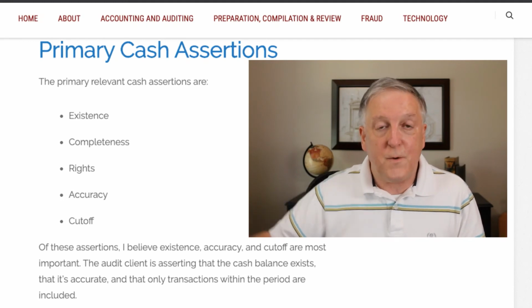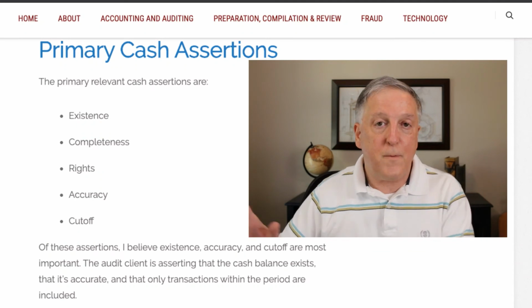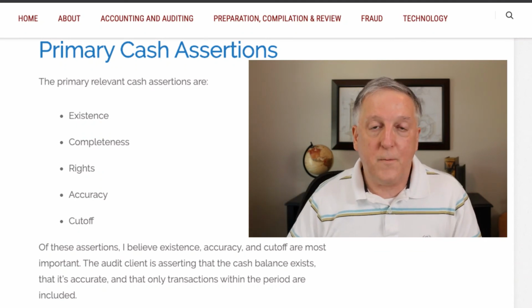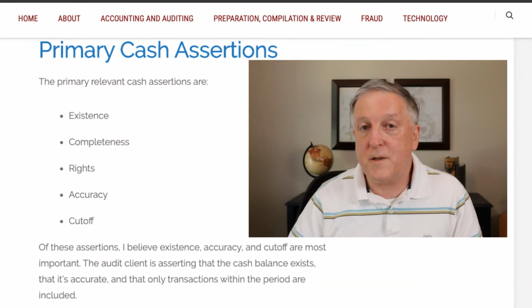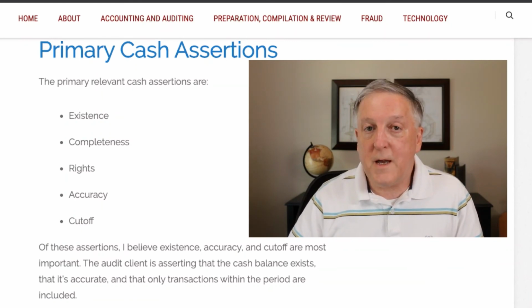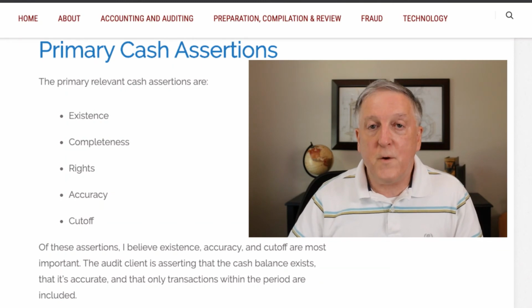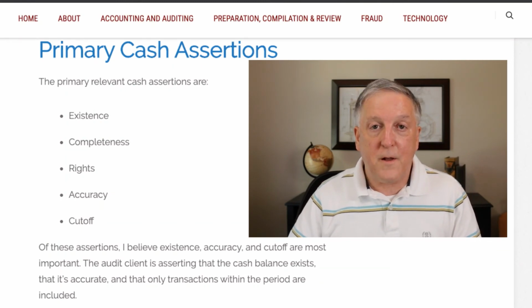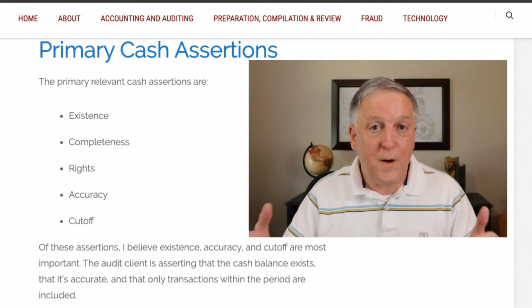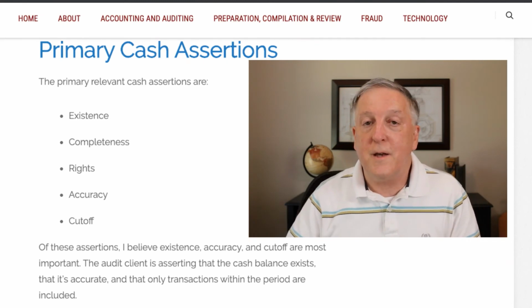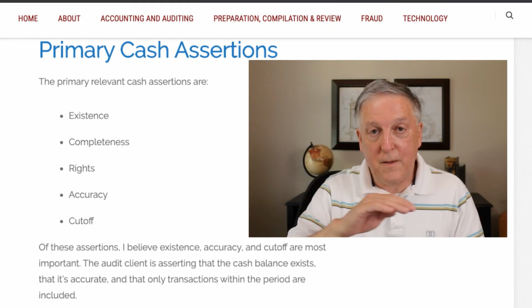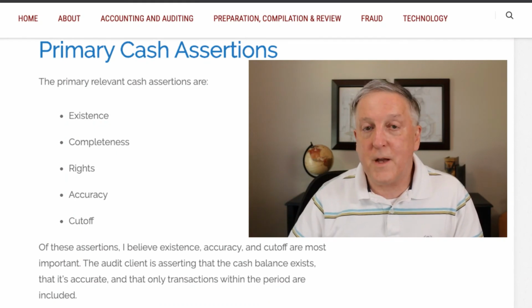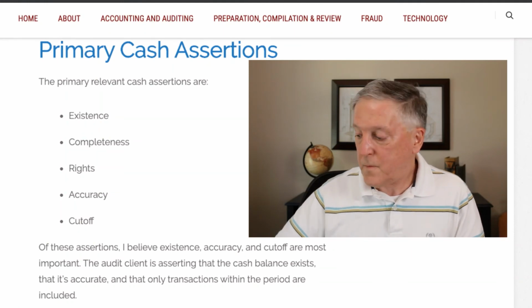That's unusual. So it's probably less important. That completeness assertion to me is less important than the existence assertion, but it can come into play. And you do want to make sure that the client has all of their cash accounts in the general ledger, and most importantly, that the cash line in the financial statement is complete.